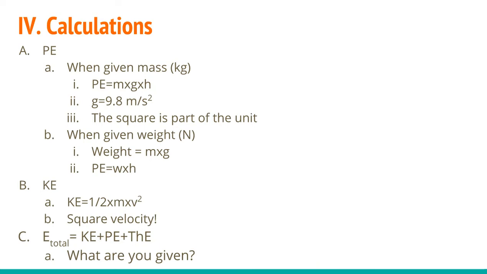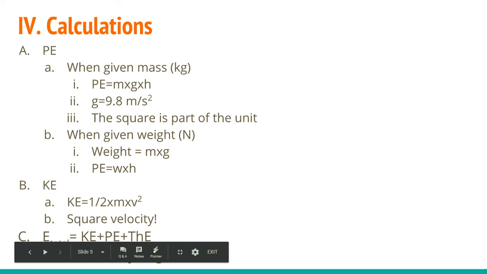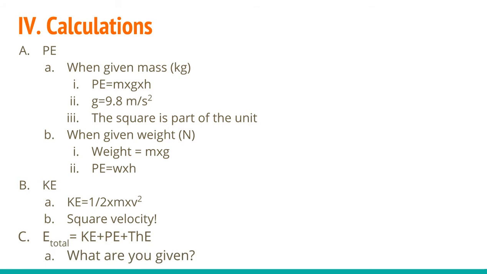Again, at any point, if you need to pause your video, please go ahead and do that to make sure that you get all of these notes written down. A couple key things with calculations that we messed up on the test. When you're calculating potential energy, you have to be careful. What are you given? Are you given the mass in kilograms? Or are you given the weight in newtons? If you're given the mass, you need to take the mass and multiply it by 9.8 meters per second squared and multiply it by the height.